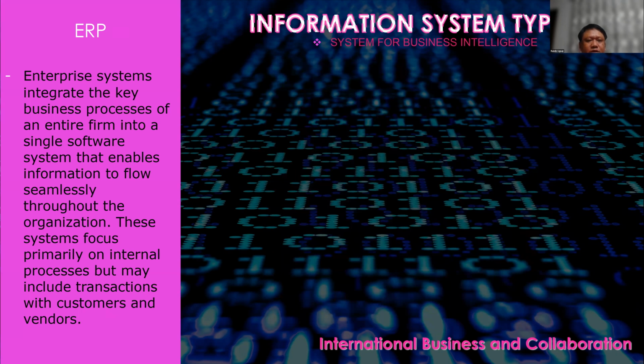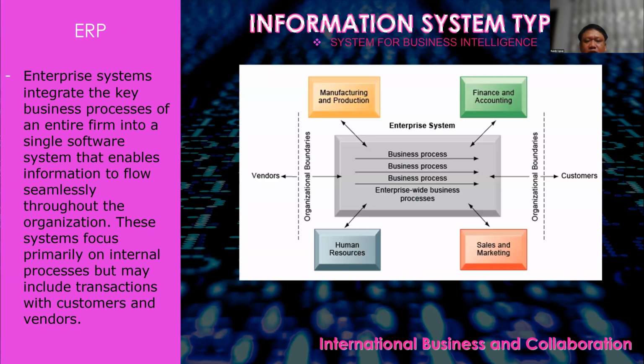ERP. Enterprise systems integrate the key business processes of an entire firm into a single software system that enables information to flow seamlessly throughout the organization. These systems focus primarily on internal processes, but may include transactions with customers and vendors. The illustration is a sample of an enterprise system, which integrates the key business processes into a single software system and includes the transactions of the customers and vendors.